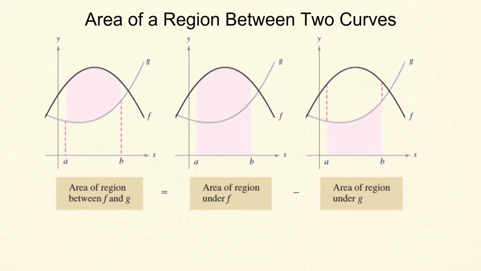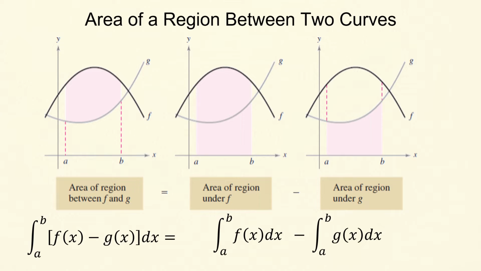So, studying the area of the region between f and g, we can conclude that the area of the region under f minus the area of the region under g is equal to the area of the region between f and g. So using the definite integral, we have the integral of f of x minus g of x dx from a to b is equal to the integral of f of x dx from a to b minus the integral of g of x dx from a to b.